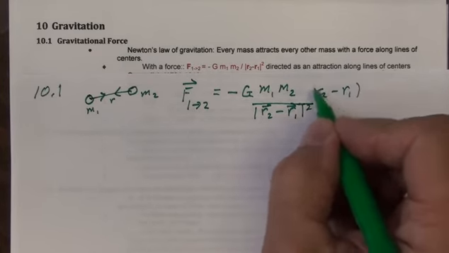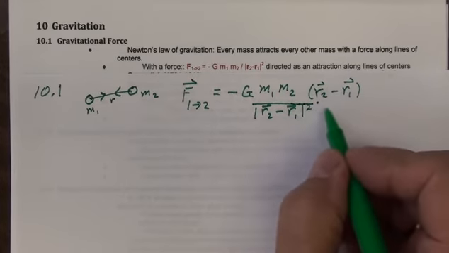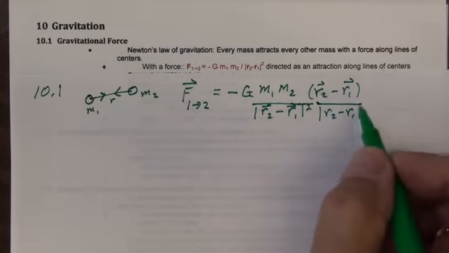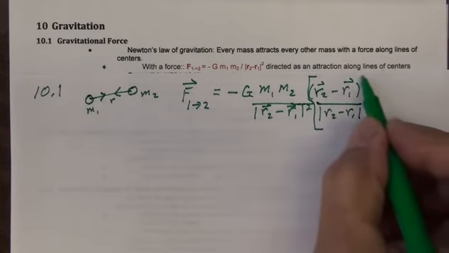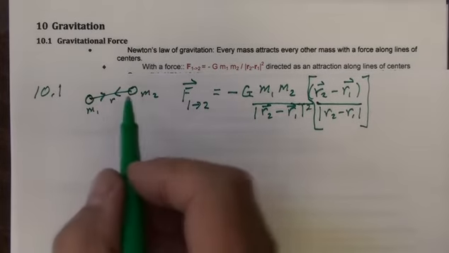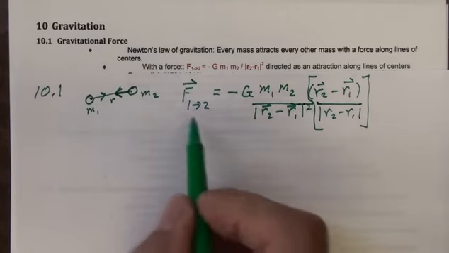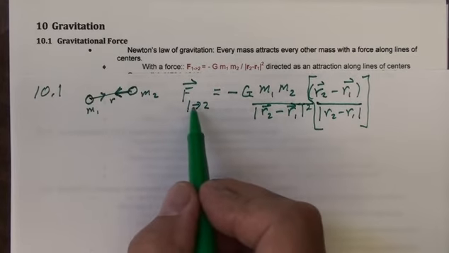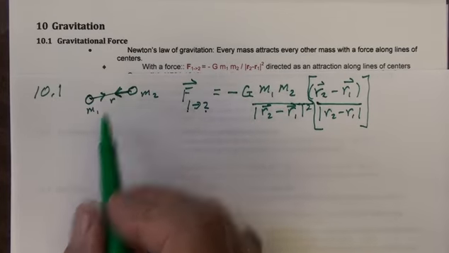This is the force direction divided by the magnitude of r2 minus r1. This object right here is actually a unit vector which pulls on object 2 because we're writing here the force that 1 exerts onto 2. So this is the force that object 2 feels.